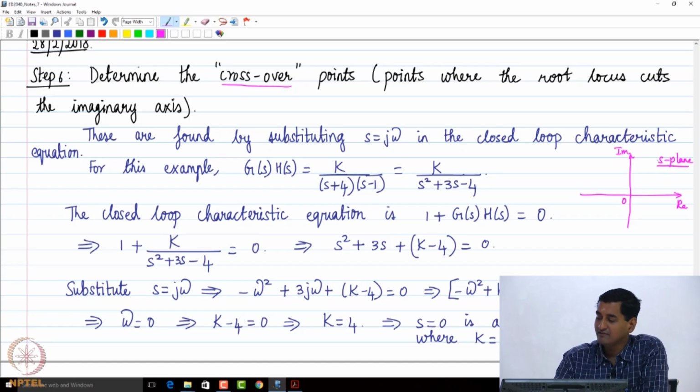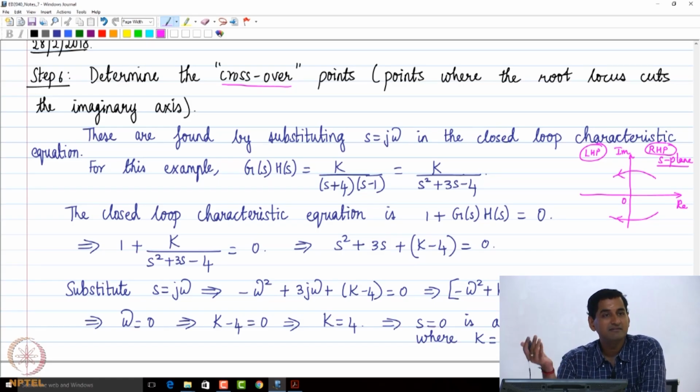Because I can have, for example, 2 branches of root locus coming like this, and then they cross over from the right half plane into the left half plane. Please note that the imaginary axis divides the S-plane into RHP and LHP. A crossover point, as the name indicates, is a point at which the root locus transitions from one half plane to the other, either from right half plane to left half plane or left to right. But we can immediately see that the imaginary axis is the boundary between the 2 half planes.